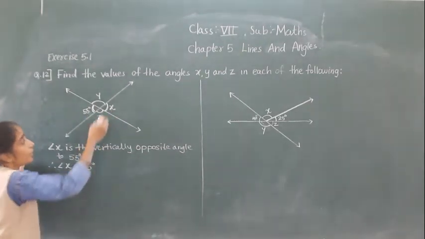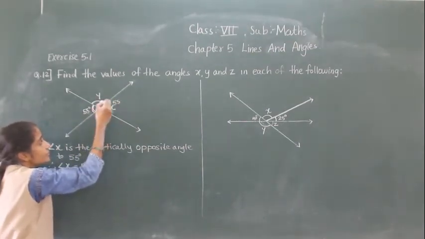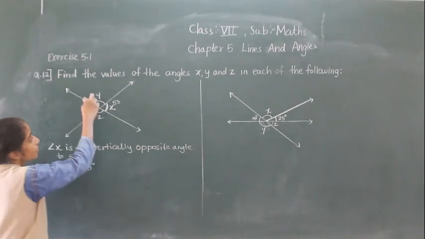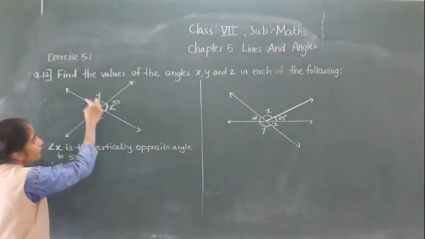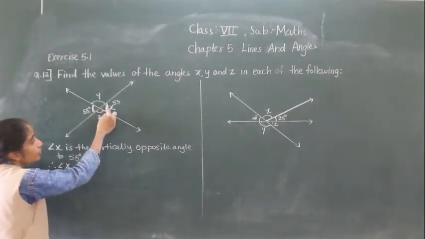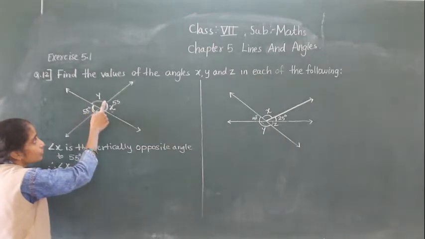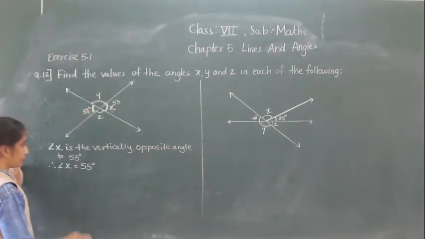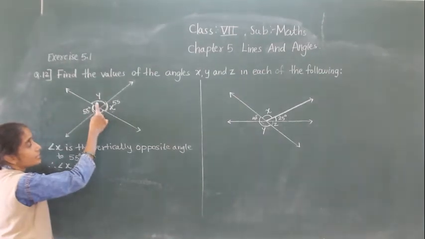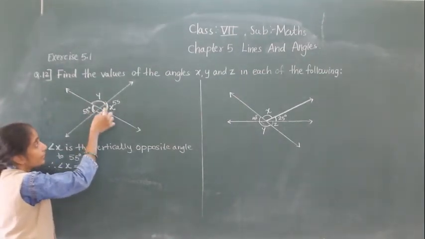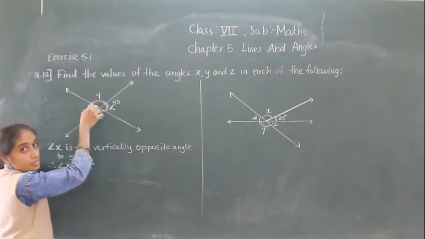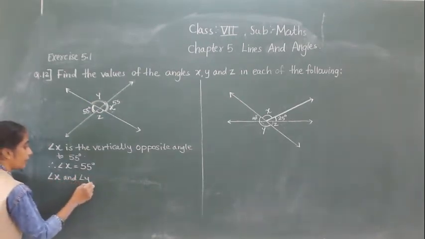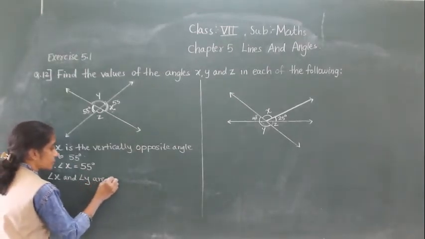Now x we got 55 degrees. If you observe x and y, are they supplementary or not? Yes, they are supplementary, because half circle means supplementary. So angle x and angle y are supplementary to each other.